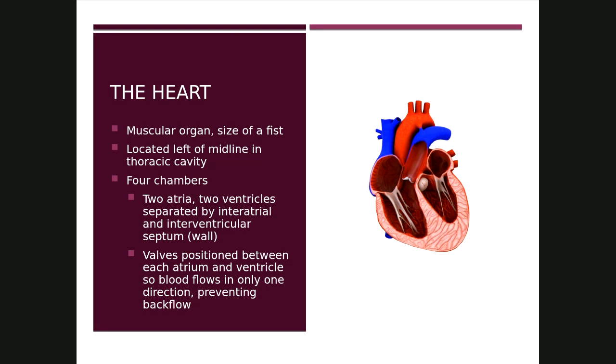The heart is a muscular organ the size of a fist, located left of the midline in the thoracic cavity. It has 4 chambers, 2 atria and 2 ventricles. So the atria are on top, the ventricles are on the bottom, separated by the interatrial and interventricular septum wall. Valves are positioned between each atrium and ventricle, so blood flows in only one direction, preventing backflow, as shown here.